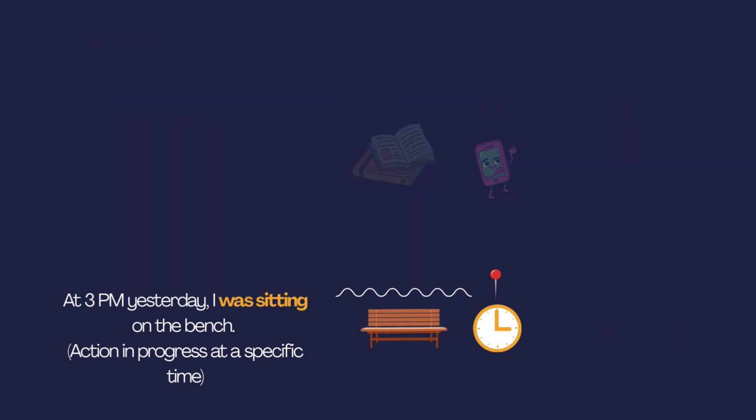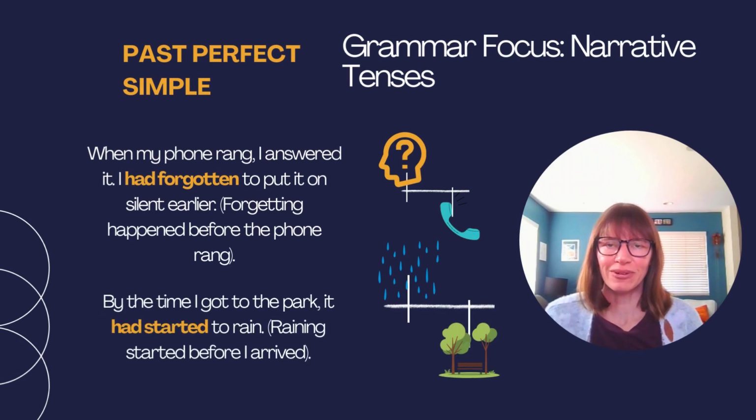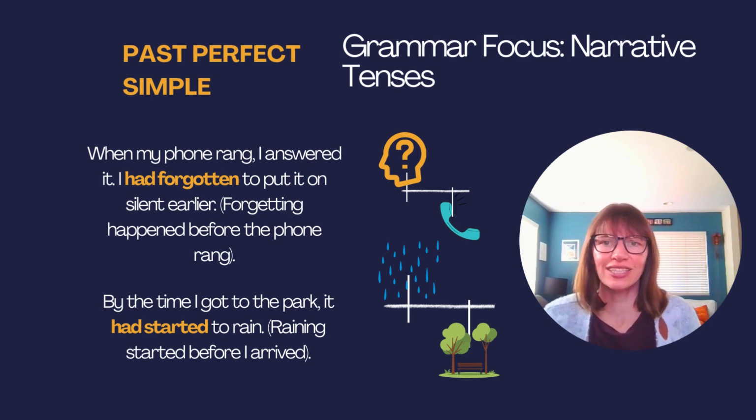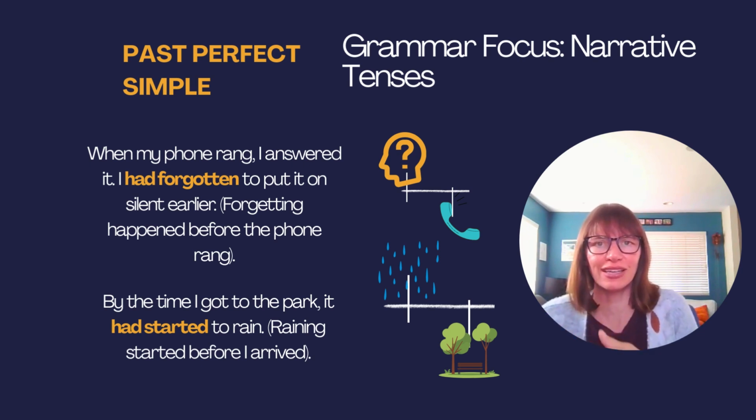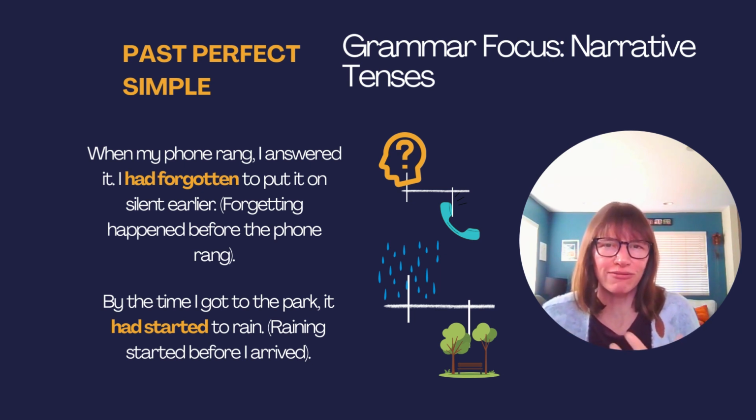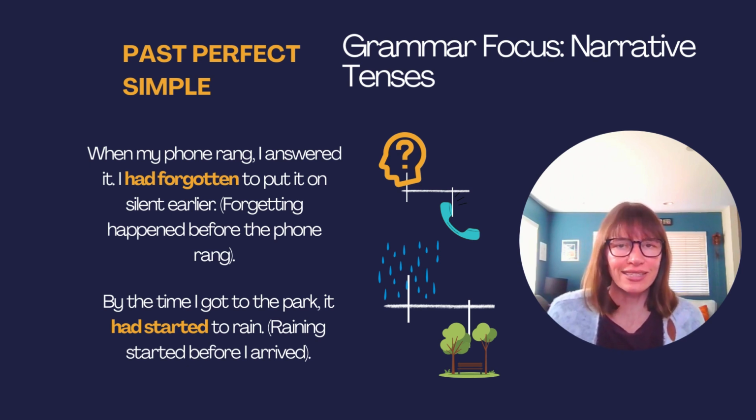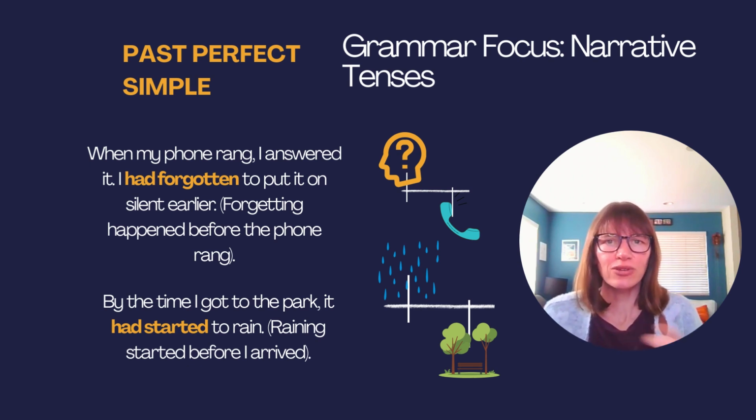Past perfect simple. This tense is crucial for clarity. Use it for an action that was completed before another action in the past. So it helps to show the order when events aren't told in a sequence or in chronological order. For example, when my phone rang, I answered it. I had forgotten to put it on silent earlier. So as you can see on the timeline, the forgetting happens before the answering of the phone.